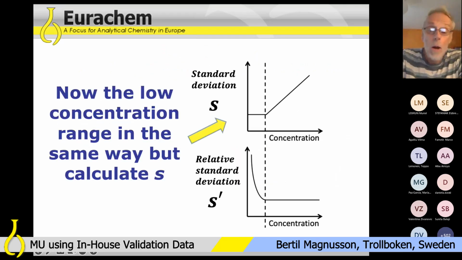So now I briefly explained how you could do this in the higher concentration range with relative standard deviation. You can apply exactly the same approach in the lower range with test samples and control samples in the lower range and do exactly the same calculations. So you come up with two estimates, one absolute and one relative, which also Ricardo mentioned several times.